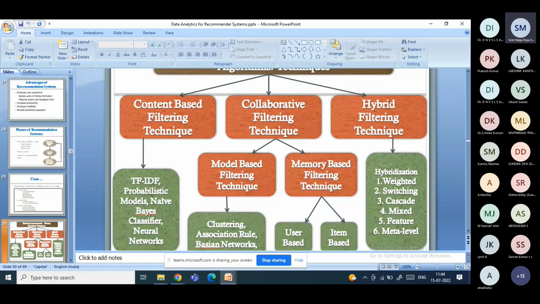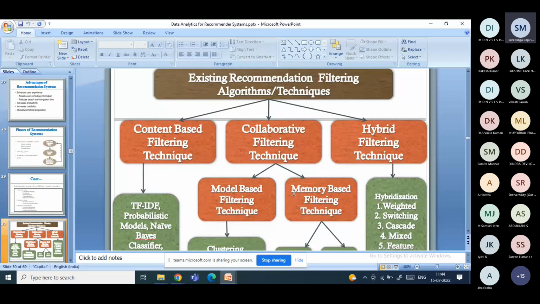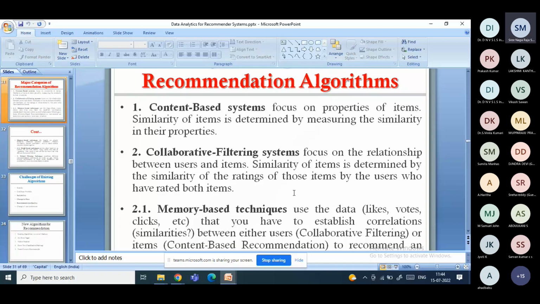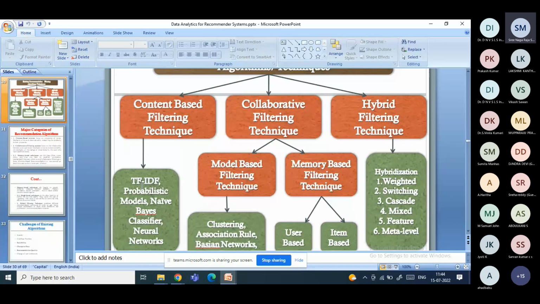Coming to the categories or types of recommendation systems, and the recommendation system algorithms or filtering algorithms and techniques. Already we discussed the types of recommender systems are content-based recommender systems and collaborative-based recommendation systems. For these, we need to apply filtering techniques or machine learning algorithms. For the content-based recommendation techniques, we can go with TF-IDF, meaning term frequency inverse document frequency. This is one technique to calculate the recommendations based on the available data, or probabilistic models, or Naive Bayes algorithms, or classifiers, or neural networks. All these can be applied for the content-based filtering algorithms.